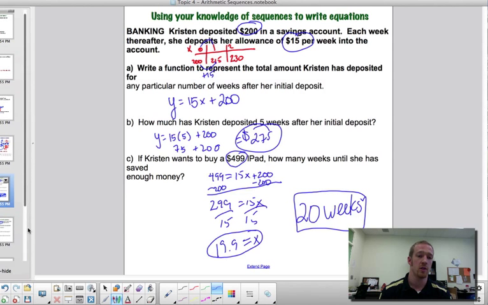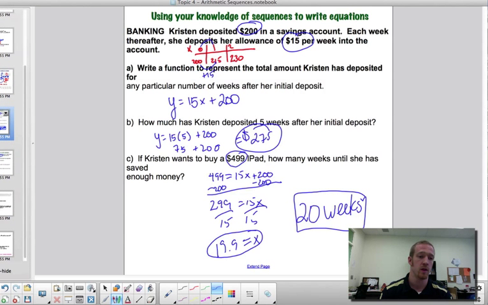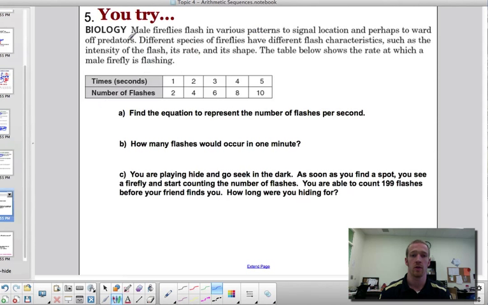So your last U try is going to be this one. Alright, so very similar. Get your sequence, write your rule, use your rule to figure some stuff out. Alright, see you next class.